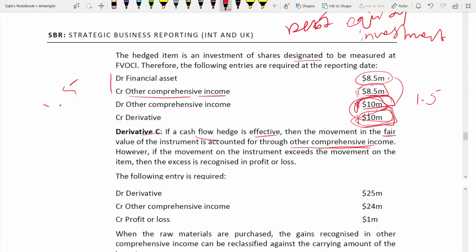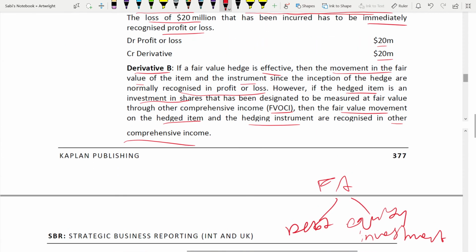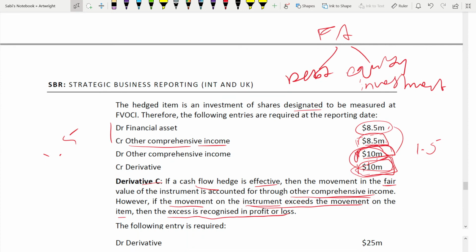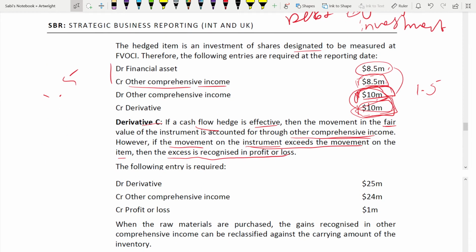However, if the movement on the instrument exceeds the movement on the item. The movement on the instrument, that is your hedging instrument, your derivative, exceeds the movement on the item, the excess is recognized in profit and loss. This is the difference between cash flow and fair value. In a cash flow hedge, we'll be having excess that is recognized in profit and loss. But for fair value, no excess, nothing. Fair value, either OCI or profit and loss. Normally profit and loss, but if designated through OCI, then yes. But derivative C, no designation, OCI only, but excess will go to profit and loss.